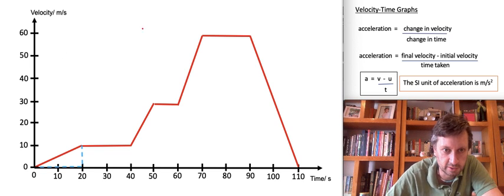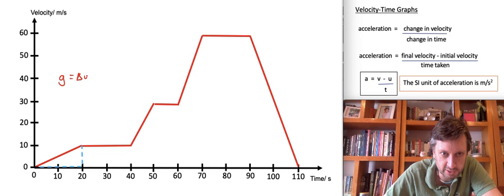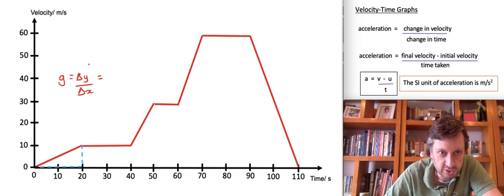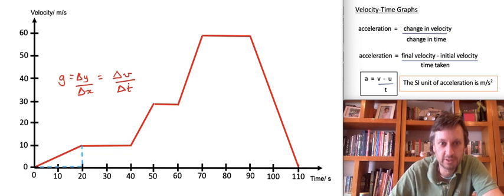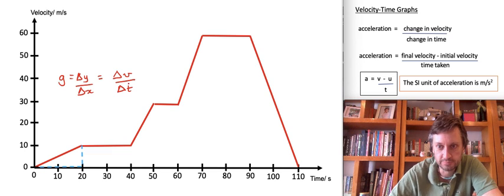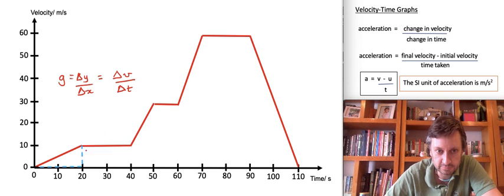So if I get my pen, I can say that for this section, gradient is change in the y-axis divided by change in the x-axis, just as we saw before for a distance time graph. But in this case, the change in the y-axis represents a change in velocity, and a change in the x-axis represents change in time. Change in velocity over change in time represents acceleration. So this gradient, for the triangle I've drawn here with the blue dotted line, will give us the acceleration over that part of the journey.